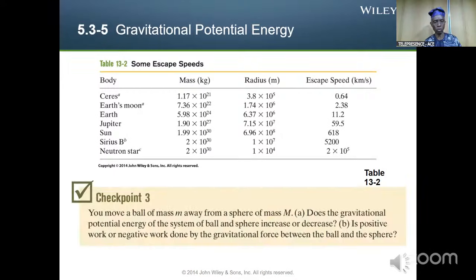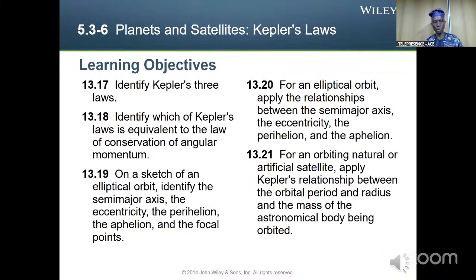So let's move now to other issues. Now we want to apply all this to planets and satellites. Kepler's law. We have a lot of issues trying to understand the movement of the heavenly bodies. So you have planets. Planets are natural satellites. That means they move around a major body. The name planet actually means wanderer, something that is wandering.